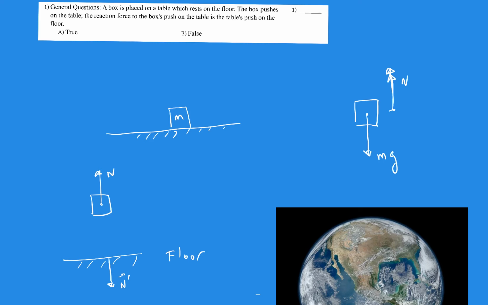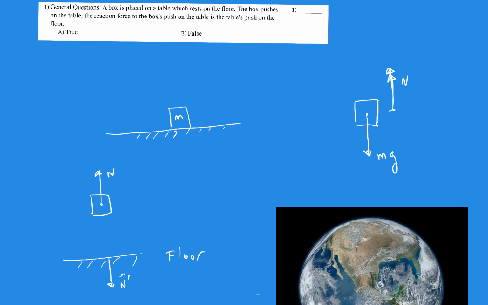Let's solve these questions. They are conceptual questions for Newton's law. This question says that a box is placed on a table which rests on the floor. This is the box, this is the floor. The reaction force on the box pushing on the table is the table pushing on the floor.